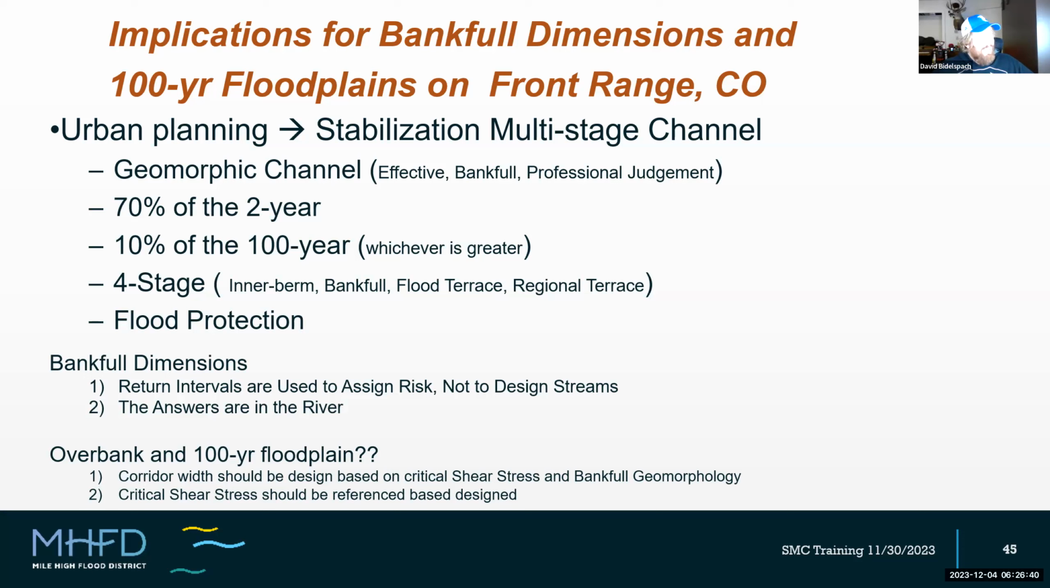And one of the things that Will Wilhelm had shared with me that I really liked, I think last year he presented on River Sheridan. He said return intervals are used to assign risk, not to design streams.